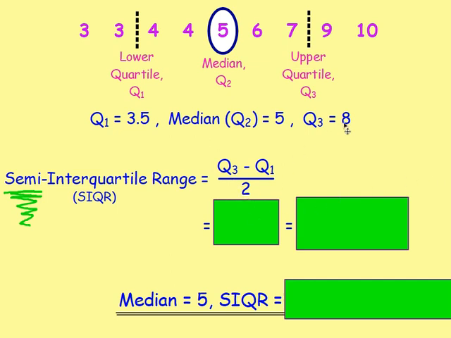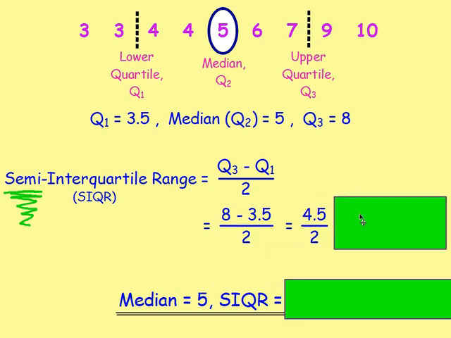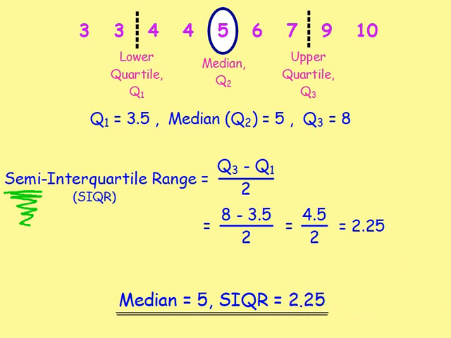So Q3, our upper quartile, was 8. Q1, our lower quartile, was 3.5. So we do 8 take away 3.5 and then divide that by 2. 8 take away 3.5 gives you 4.5. Divide that by 2 and you get 2.25. Which means your semi-interquartile range is 2.25.